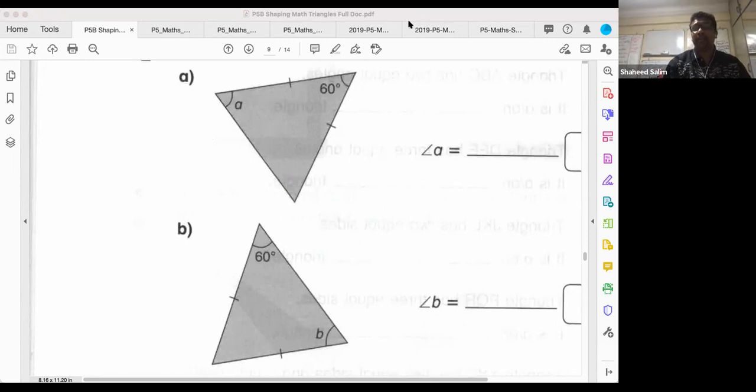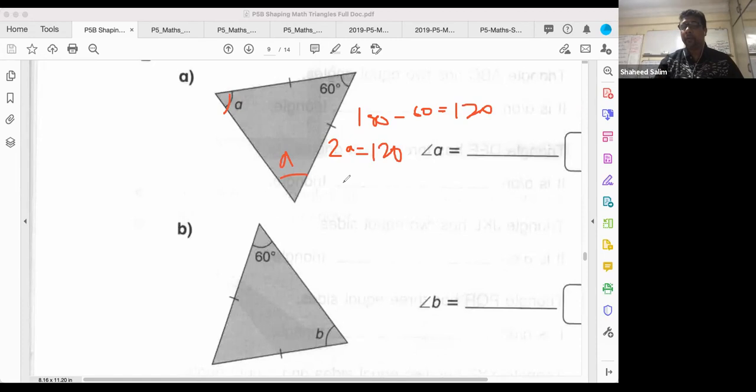Take 180 minus 60 first. 180 minus 60. What do you get? You get 120. What is 120? 120 is for these two angles, 1 and 2. Remember, the line is here, so this is also A. So what you're going to do, 2A is equal to 120. A is equal to 120 divided by 2. And then what do you get? You get 60. So Naomi, Shafia, you must remember these two are the same.